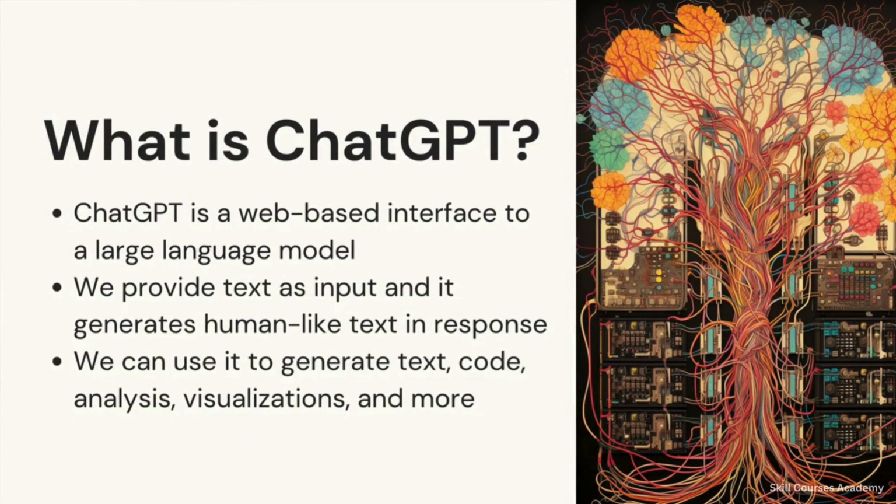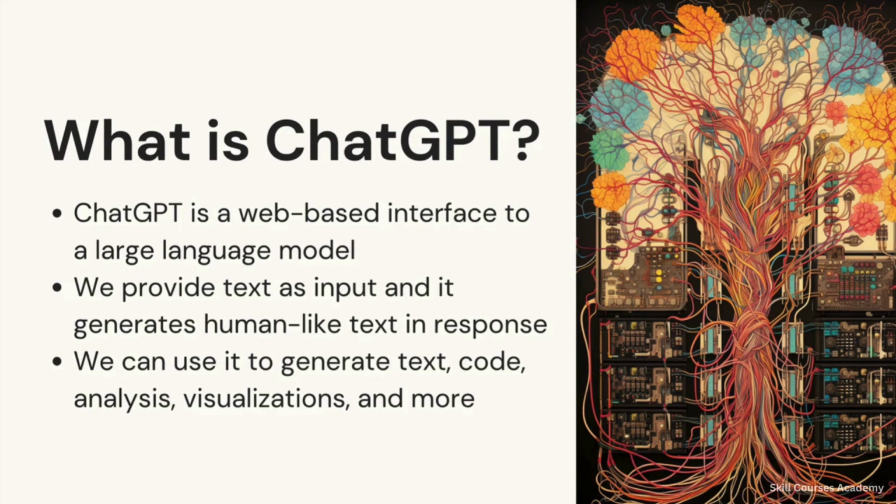So what exactly is ChatGPT? ChatGPT is a web-based interface to a large language model, and there's a couple of choices for which model that is. Basically, it's a web client that allows us to communicate and have a conversation with an AI model behind the scenes. Typically, we provide text as input, and we'll get human-like text in response, although sometimes, with GPT-4, we'll actually get images in response, diagrams in response, downloadable files in response. It's not only text to text, but that's how it started.